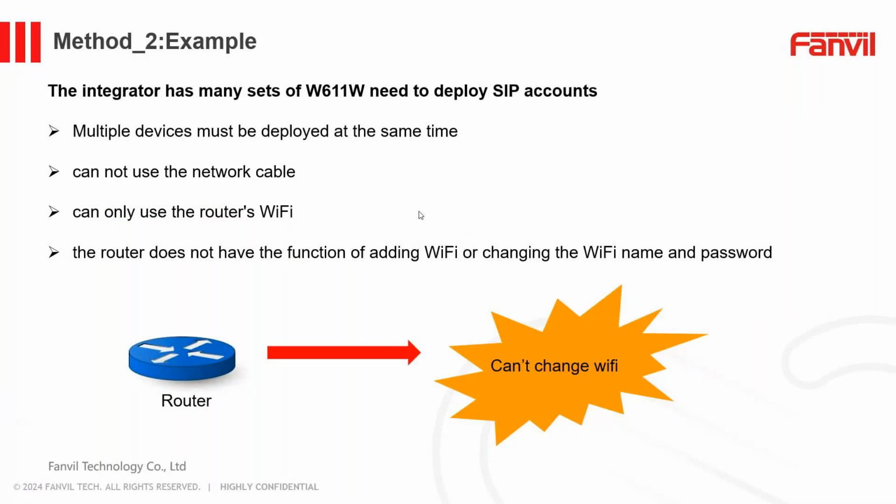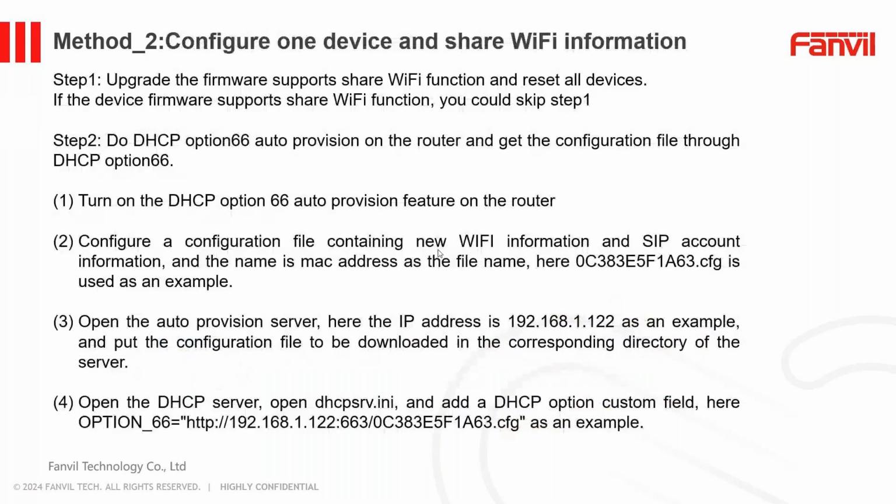Now let's check the second example, when the router cannot change the Wi-Fi name or add another SSID. You have the same scenario when we have multiple devices that need to connect to your Wi-Fi, but you cannot change the Wi-Fi settings on your router. Here, first thing to check again is the firmware that supports the Wi-Fi sharing option. Then once you check this, you can go to option 66 on the router and add the config file again.